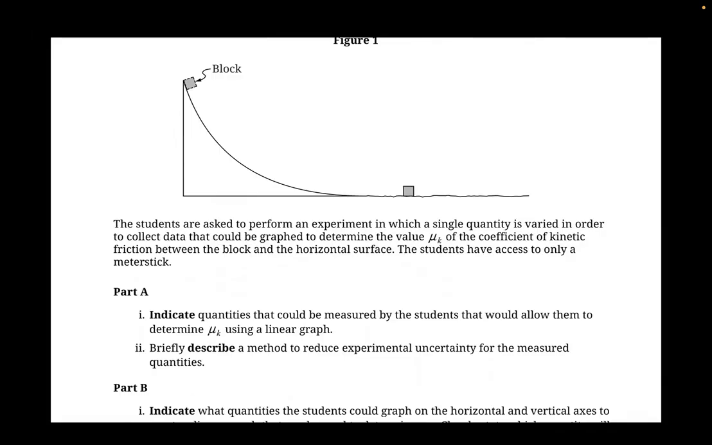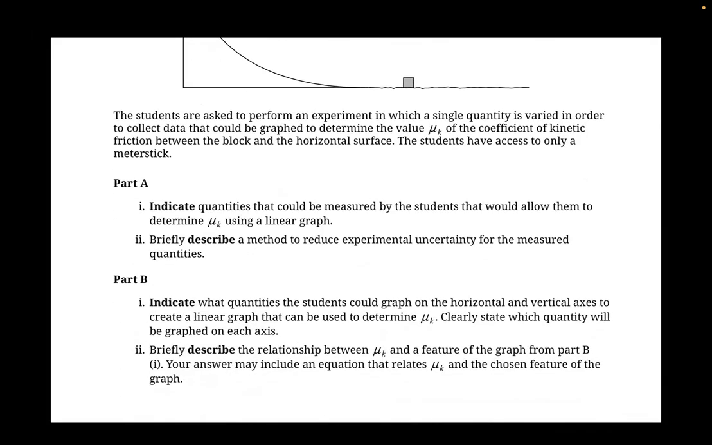Okay, perfect. For parts A and B, we're going to do these sort of in a group. We need to indicate what could be measured by the students to allow them to determine mu sub k using a linear graph, and then describe a method to reduce experimental uncertainty. For part B, we'll have to indicate what quantities they should graph on the horizontal and vertical axes to create a linear graph that could be used to determine mu sub k, and then describe the relationship between mu sub k and the feature of the graph in that part.